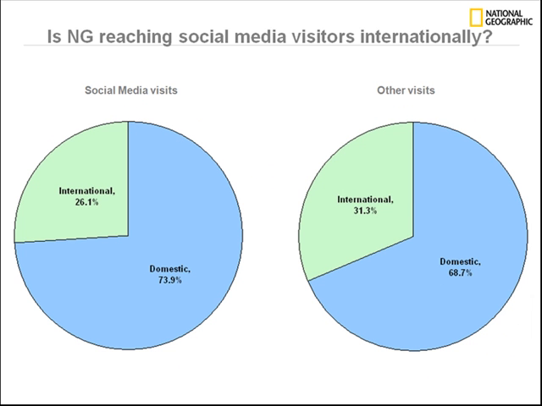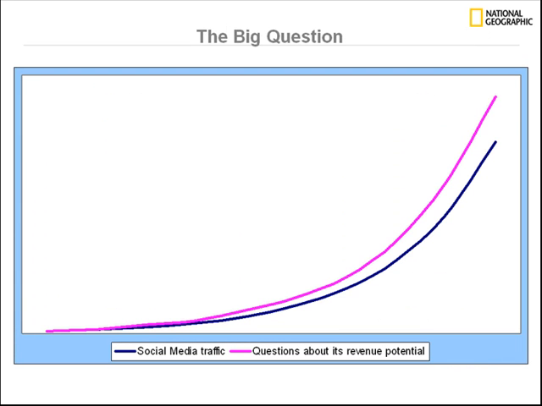Just a little bit about how we're doing internationally. Not too bad. On average, about 31% of our audience is international. 69% is domestic, U.S. and Canada. And social media is a little bit behind that, but not too far off. So 26% of visitors coming from the social media category are international. So a little room for improvement there, but we're not too far off the average.